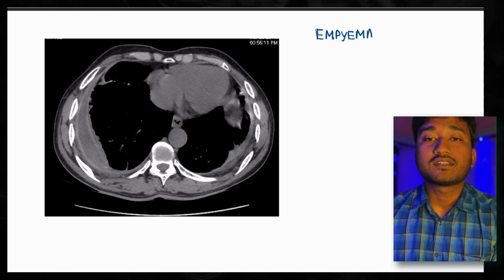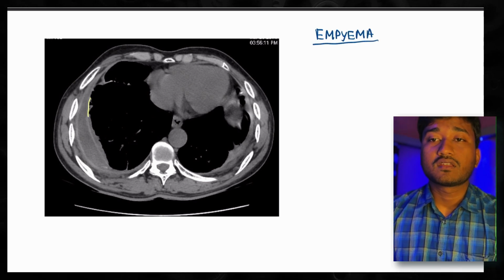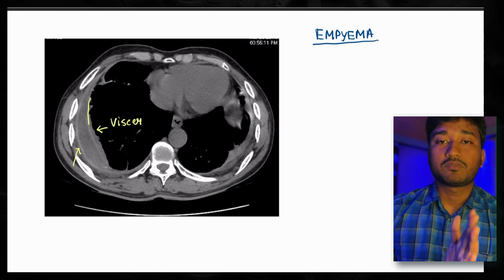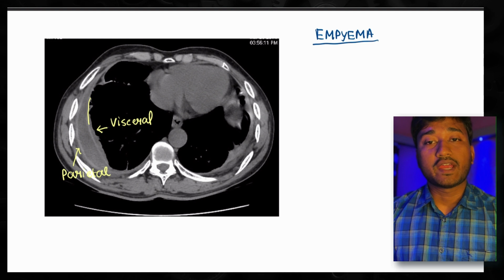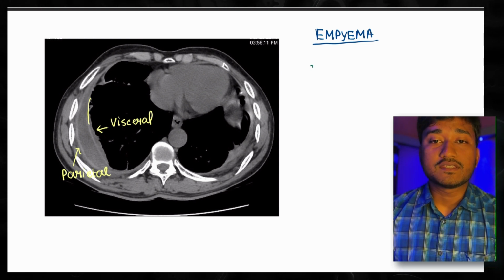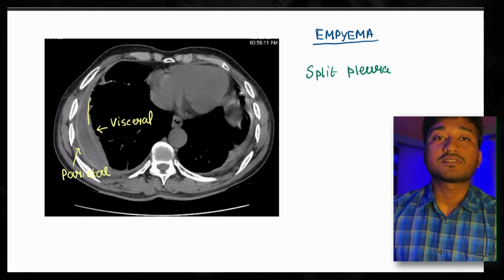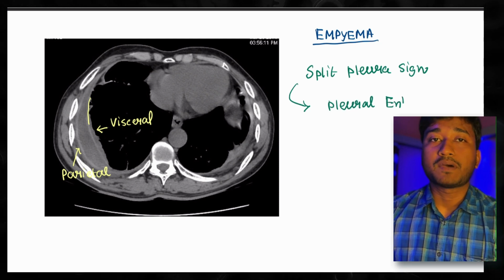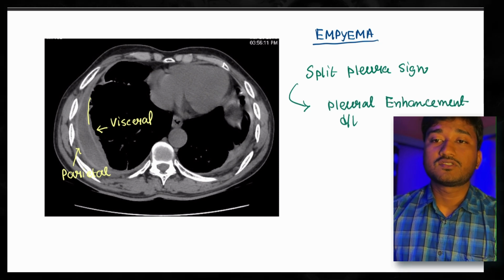Please look at this HRCT thorax. In the empyema, what happens? The visceral pleura and the parietal pleura, look at the enhancement, the white color enhancement of the visceral pleura and the parietal pleura. This is called the split pleura sign. This is because of what? This is because of the pus which is present, that leads to pleural enhancement.